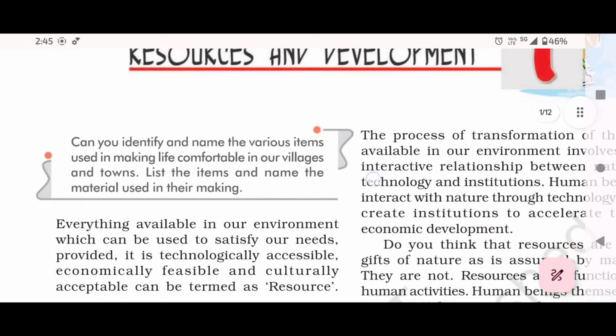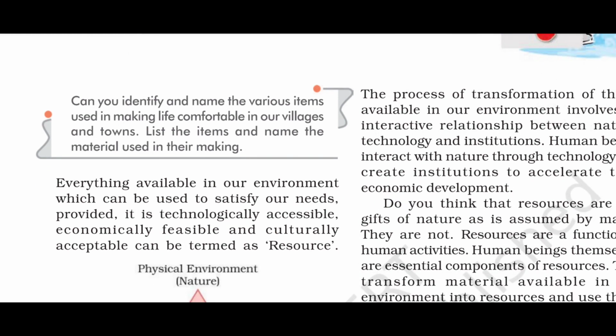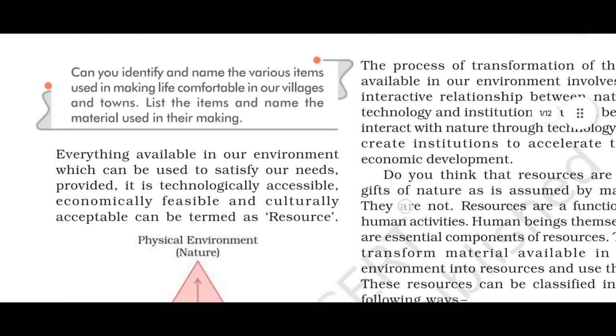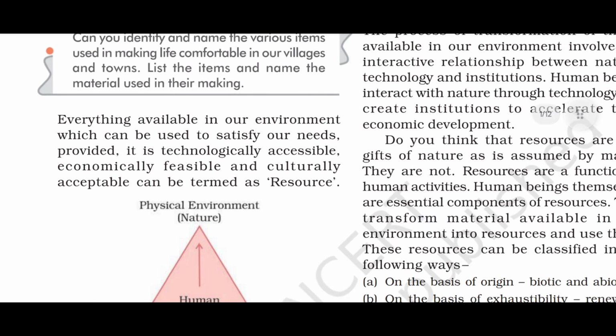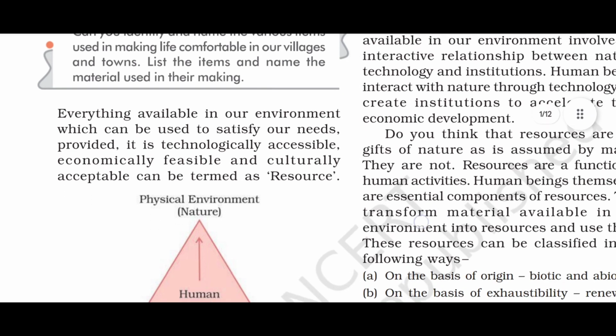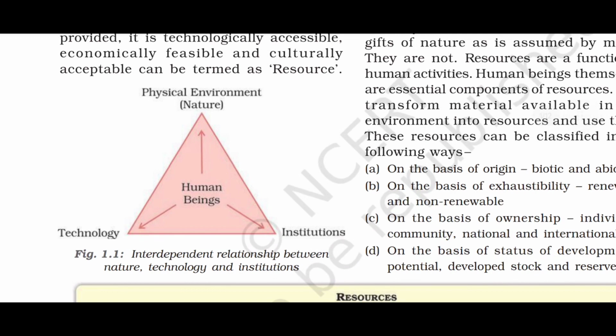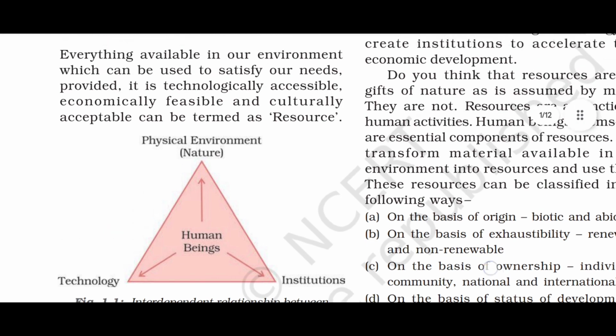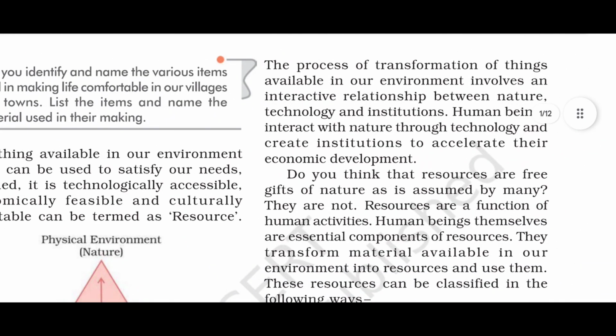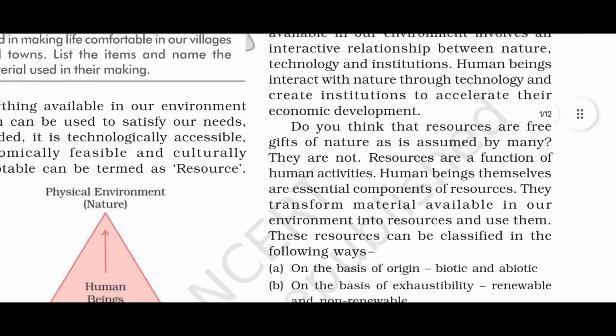Resources and Development. Everything available in our environment which can be used to satisfy our needs, provided it is technologically accessible, economically feasible, and culturally acceptable, can be termed as resources. In this figure, you can see the interdependent relationship between nature, technology, and institution. The process of transformation of things available in our environment involves an interactive relation between nature, technology, and institution. Human beings interact with nature through technology and create institutions to accelerate their economic development.